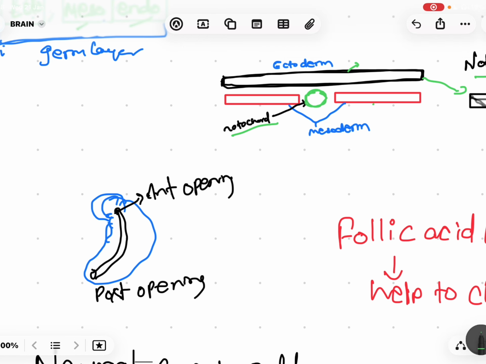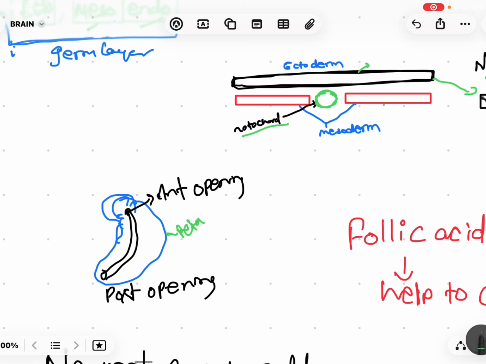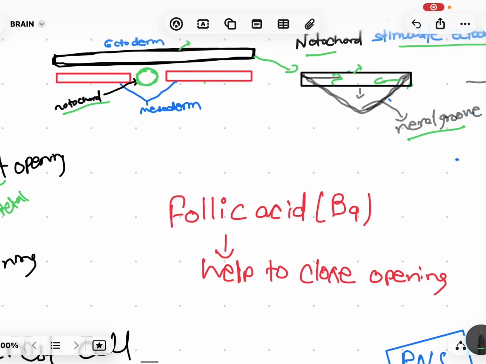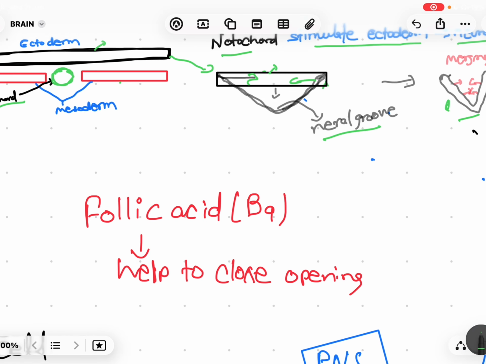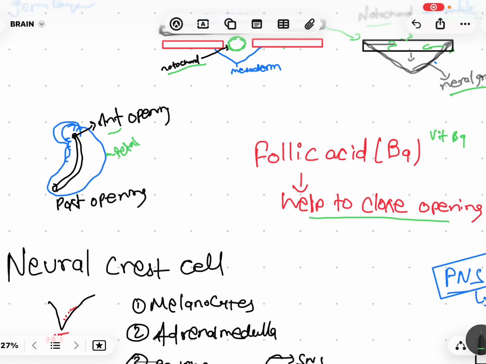If you see an embryo in fetal development, here is the tube. This is the fetus, and there is a tube from anterior to posterior. Both ends of the tube are open, at the anterior opening and the posterior opening. Folic acid, also known as vitamin B9, helps to close both openings. It is mandatory to close both openings, otherwise the child will face a lot of problems. We will discuss that later.